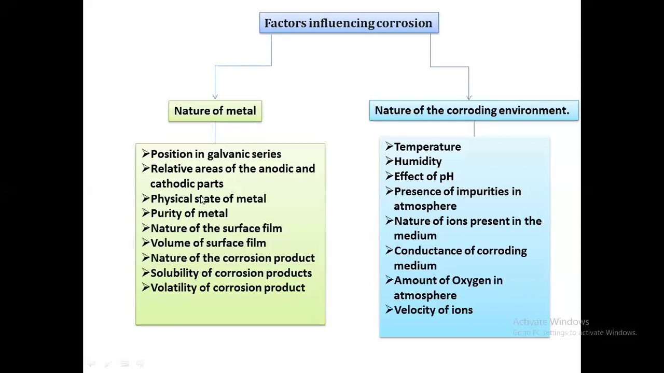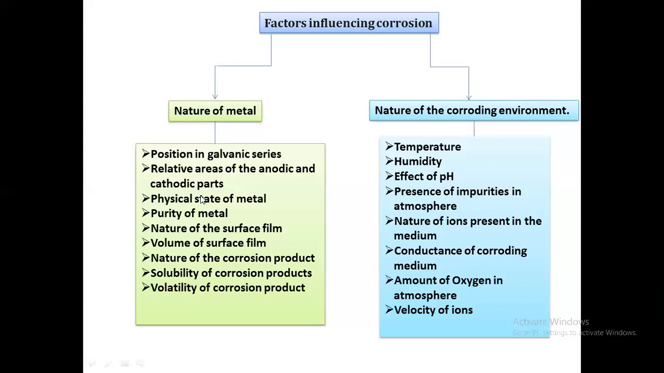Another factor is the volume of the surface film. To explain this, we have a rule called the Pilling-Bedworth rule. The Pilling-Bedworth rule talks about the specific volume ratio, which is the volume of the metal oxide layer to the volume of the metal. If that ratio is equal to 1 or greater than 1, then it can act as a protective layer. If it is less than 1, it acts as a non-protective layer.